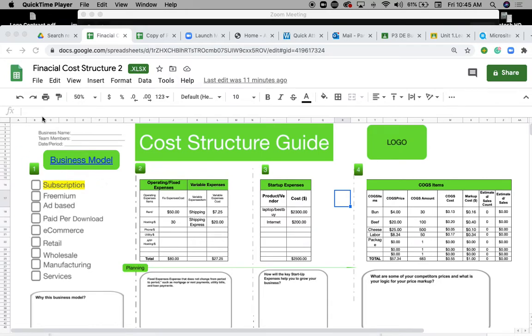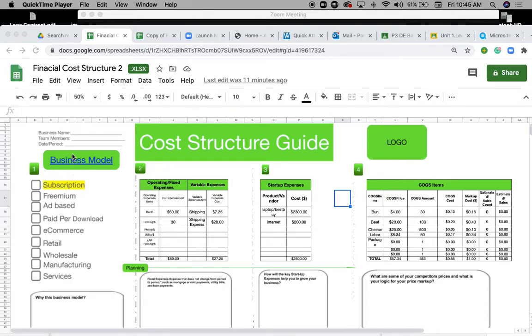We're going to take a look at this form. This is the cost of structure form. This form allows you to go through the financials and complete it without going back and forth. The financials are very important. You guys are working on your business model.